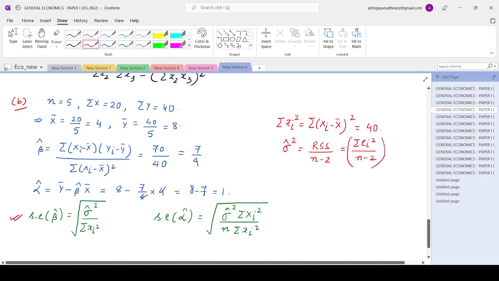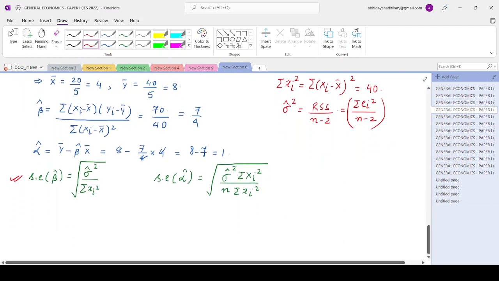This is how we calculate sigma hat square in our case. So we first need to get hold of this thing and then we can obtain it. But again, we don't have summation ei square. Then how are we going to get to this? Then only we can do this.